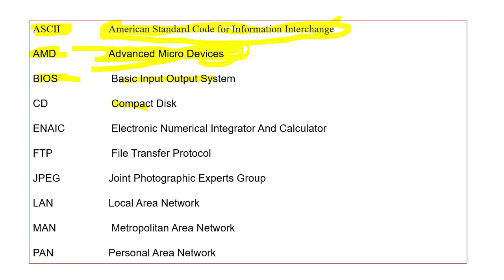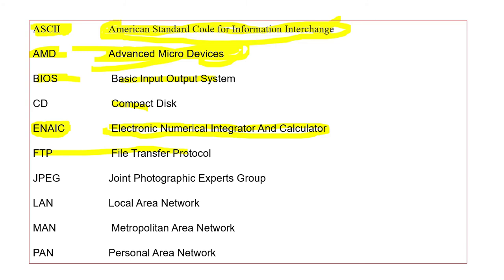Then we have ENIAC. This was discussed in the very first lecture. ENIAC is a first generation computer. I am repeating this so that you will remember it, because it is asked mostly, which out of these is the first generation computer. The full form of it is Electronic Numerical Integrator and Calculator. Remember this full form. Clear? FTP already explained, File Transfer Protocol, at first place.